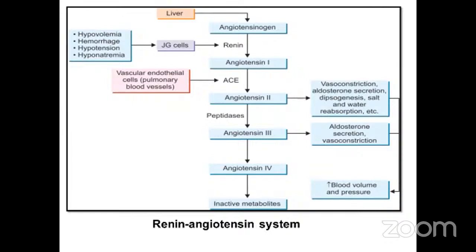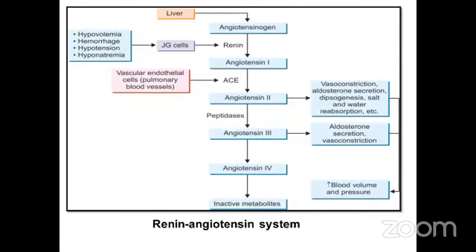So, this is the renin-angiotensin system. Liver cells secrete angiotensinogen, which is in an inactive form. It has no effect on blood volume or blood pressure. Renin is secreted by the juxtaglomerular cells when there is hypovolemia, hemorrhage, decreased blood pressure, or decreased sodium concentration. This renin acts on angiotensinogen and converts it into angiotensin 1.